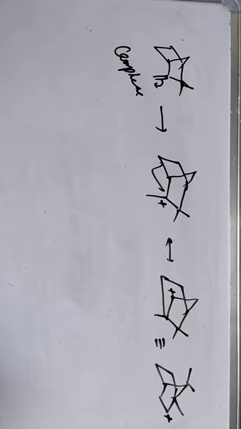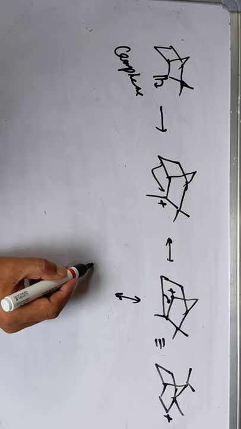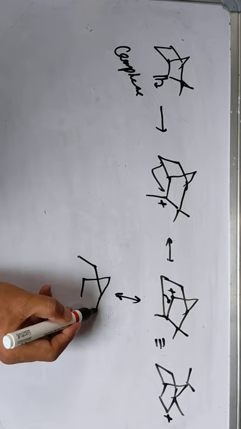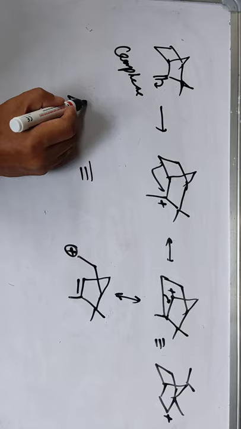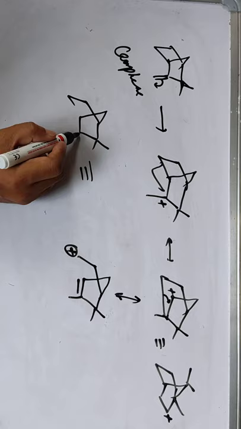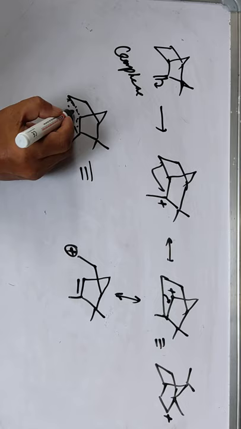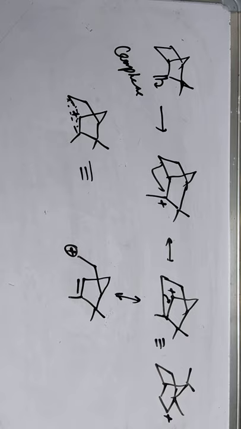So many multicenters are here. Then from here, you can have the double bond here, and this positive charge will come here. So this is equivalent, and you can write a hybrid non-classical carbocation here. So for camphene, this is the non-classical carbocation, and it can be represented by this. So I'm showing one example of a non-classical carbocation and how it is formed.